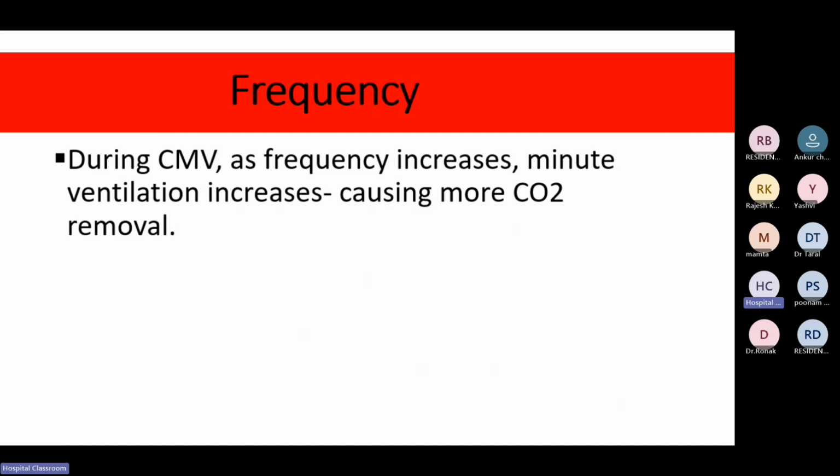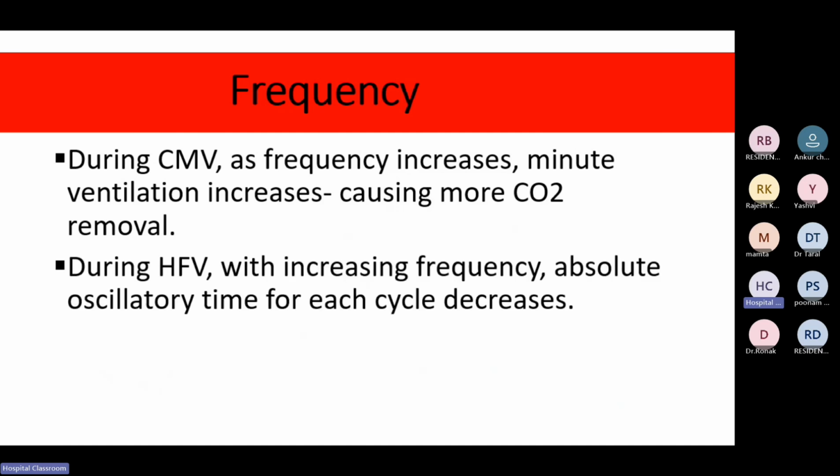During conventional mechanical ventilation, if we are dealing with a child where CO2 retention is a problem, what we do is increase the respiratory rate. As the frequency increases, minute ventilation increases, and there is more CO2 removal. That is what happens in conventional ventilation.